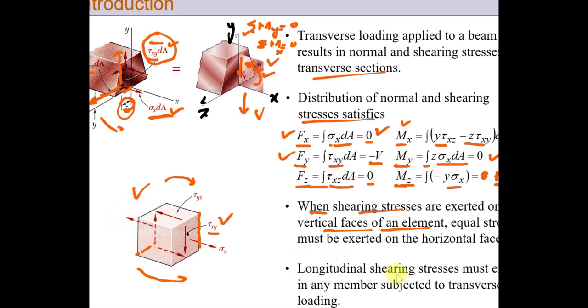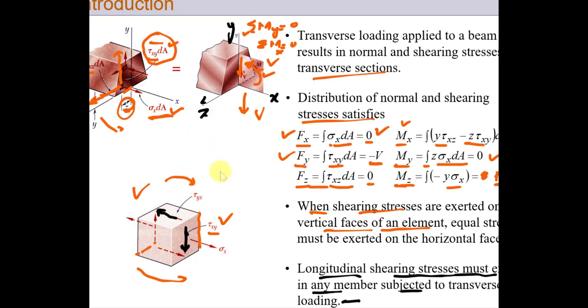So longitudinal shearing stress must exist in any member subjected to transverse loading. Again, these are longitudinal stresses, acting in the horizontal direction, and these are the shear stresses due to transverse loading, acting on the vertical faces. This sentence is saying that longitudinal shear stresses must exist in any member subject to transverse loading; if any member is applied with transverse loading, definitely there will be longitudinal stresses on the horizontal faces.